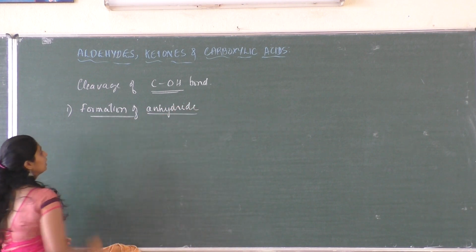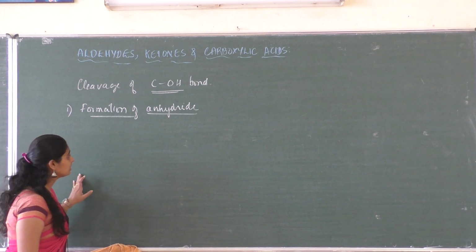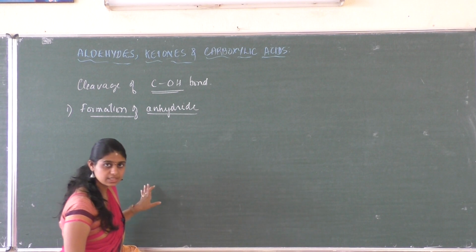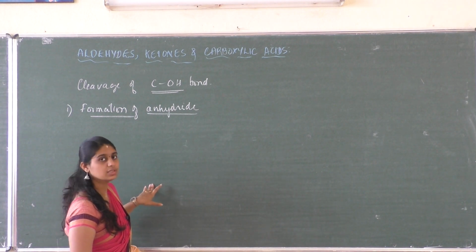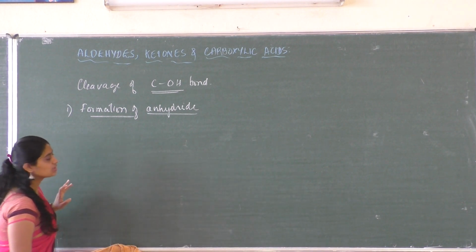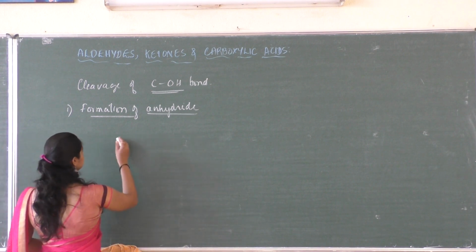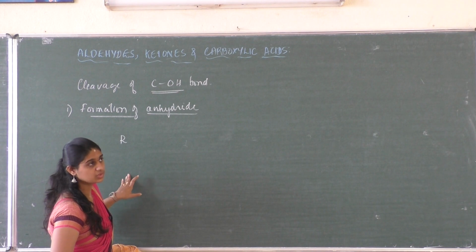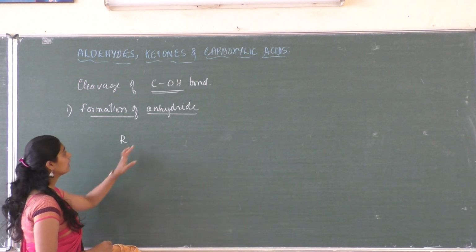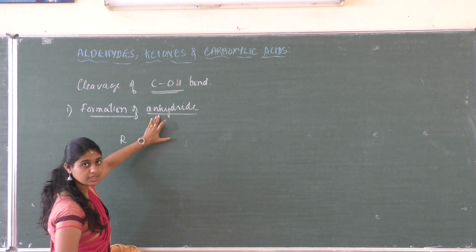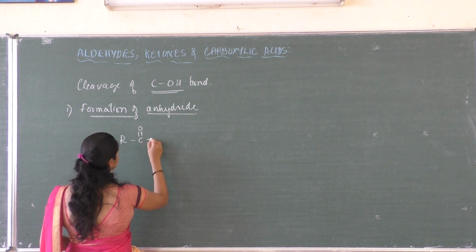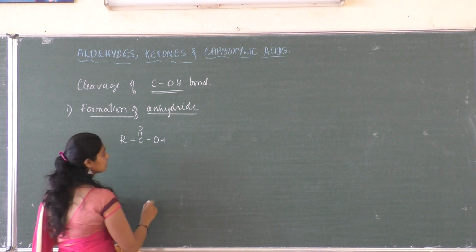When carboxylic acids are heated in the presence of dehydrating agents like concentrated sulfuric acid or phosphorus pentoxide, removal of a water molecule, or dehydration, takes place so as to form the compound called anhydride. So this is the acid.